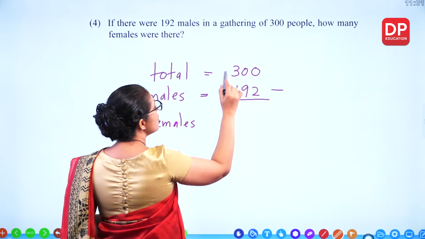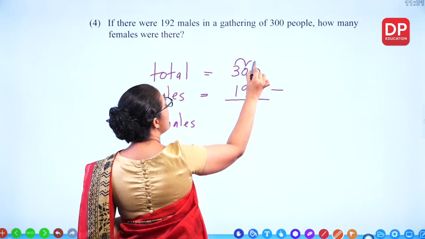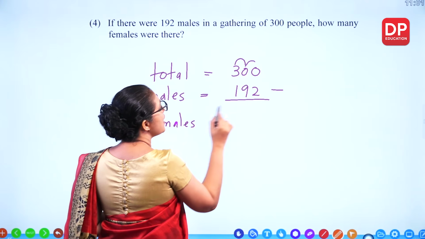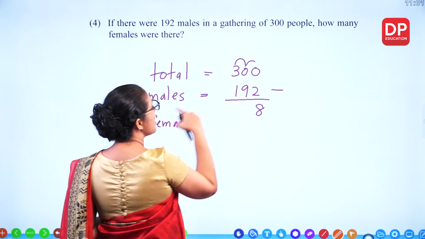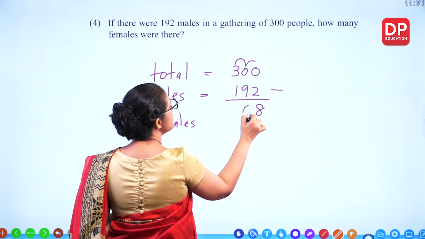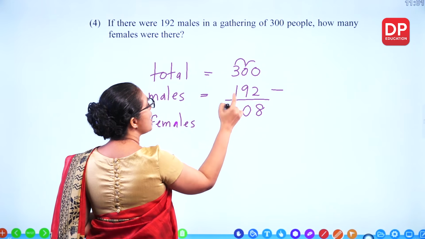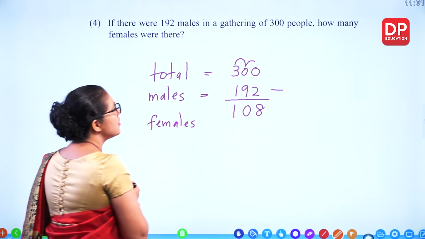So subtract, you need to take 1 from here, 1 from there. 10 minus 2, 8. This becomes 9. 9 minus 9, 0. And here 2 minus 1, 1.